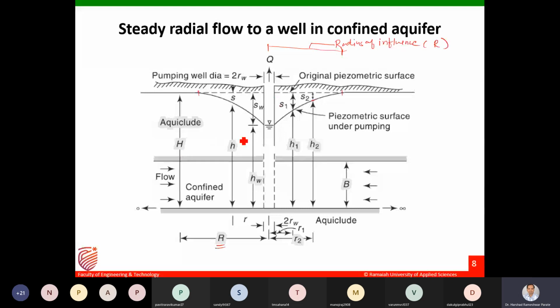Now here, the H values we are seeing, we call it the piezometric head. That means the depth of water, and we measure from the water level to the bottom, that means to the impermeable layer.